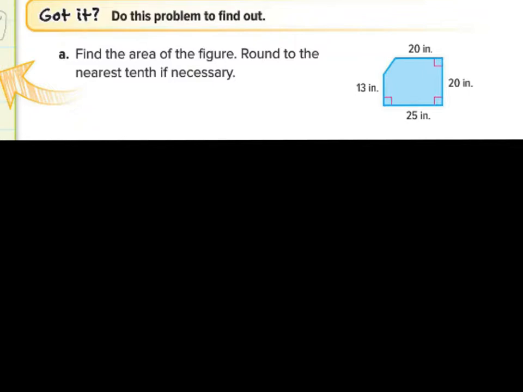Okay, let's work on this one together. If you think you understand how to solve for this without this little corner piece, you can go ahead and pause the video now and then check your answer. Okay, find the area of the figure. Round to the nearest tenth if necessary. Now here we have a shape, right? A rectangle, and we're missing a little piece right there. The little piece we're missing is a right angle triangle.